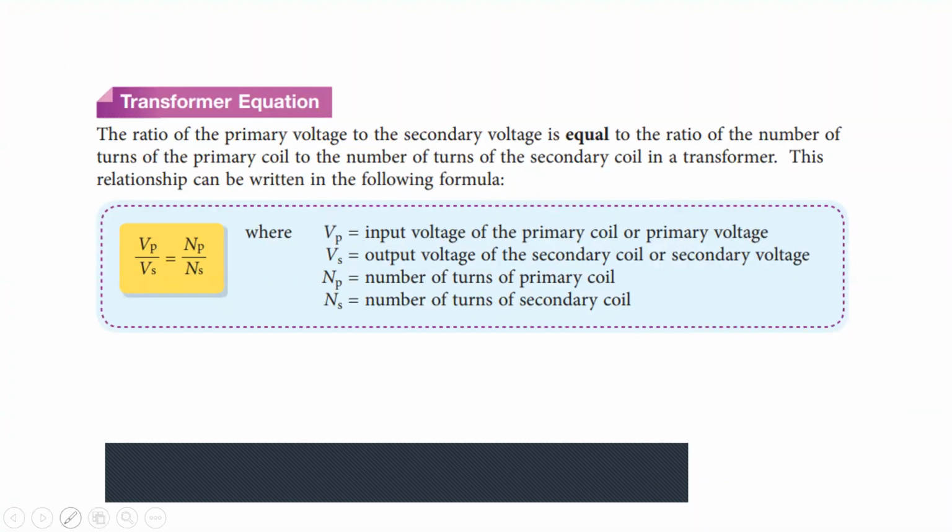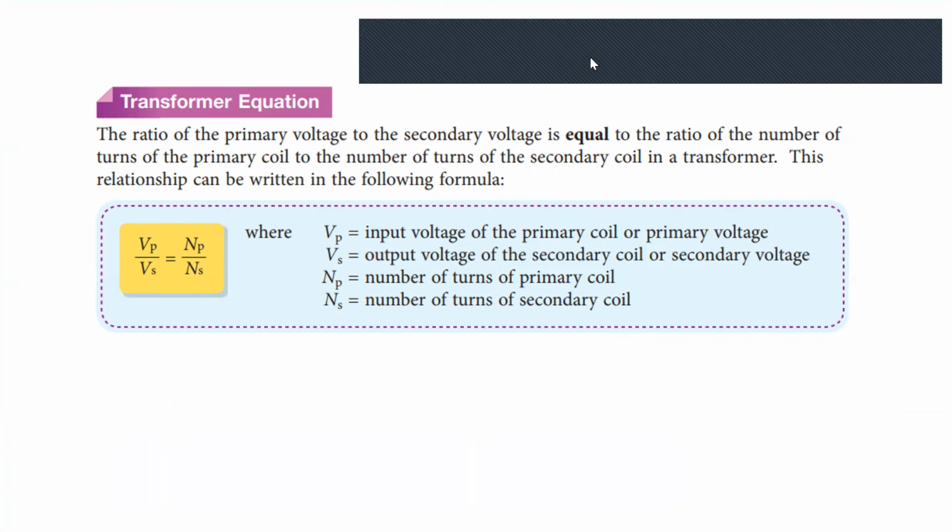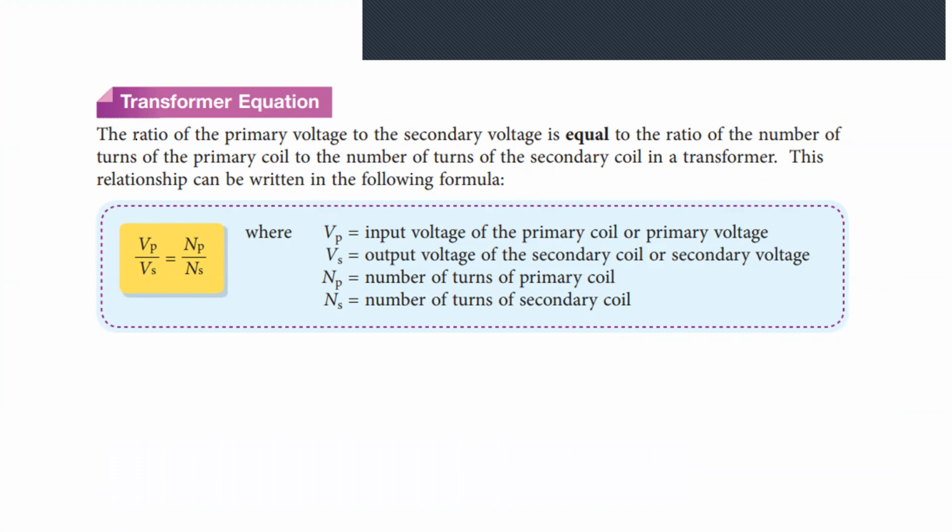Okay, so everyone, good morning, and let's look at the transformer equation. The transformer equation says that the ratio of the primary voltage to the secondary voltage is equal to the ratio of the number of turns of the primary coil to the number of turns of the secondary coil. This relationship can be written in the following formula.